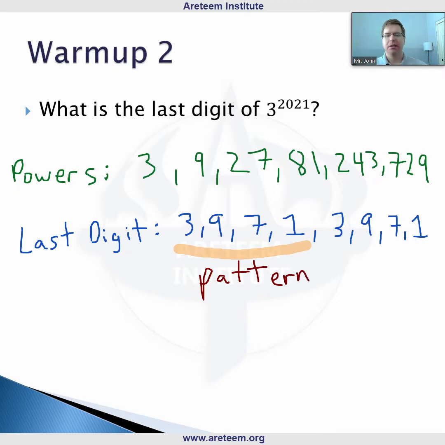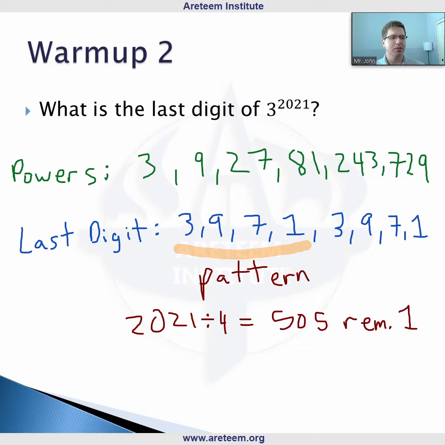Now, what about 2021? This pattern repeats every 4 terms. 2021, it's not so hard to say. Let me say 2021 divided by 4. We don't care about the exact number here, but if you want the exact number too, it's not so bad. This is 505 with a remainder of 1. And really that remainder of 1 is what's important here, because our pattern repeats every 4 terms. So 3 to the 2021 has the same last digit as 3 to the 1, which is 3.